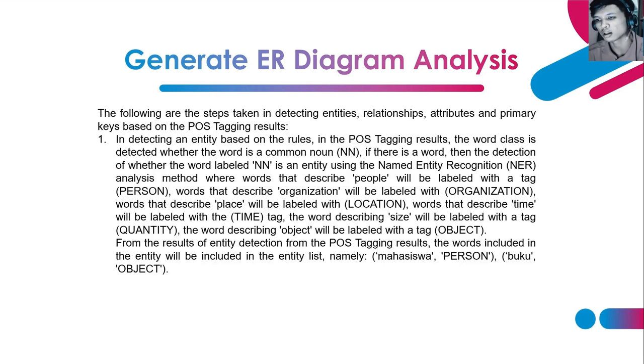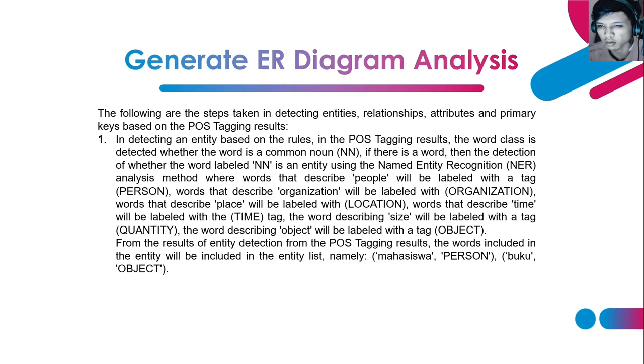Next is the ER diagram generation analysis. The following are the steps taken in detecting entities, relationships, attributes, and primary keys based on the POS tagging result. In detecting an entity based on the POS tagging result, the word class is checked to see whether a word is a common noun or not. If there is such a word, then we detect whether the word labeled NN is an entity using named entity recognition, or NER.